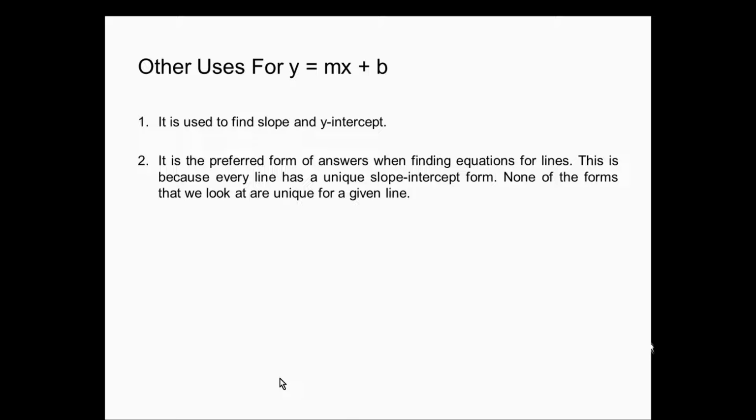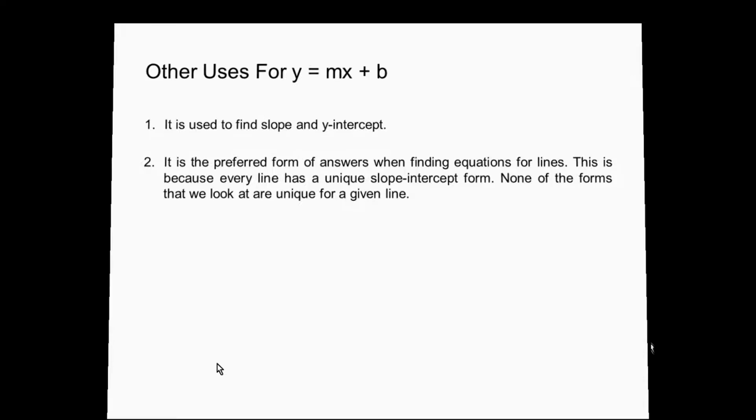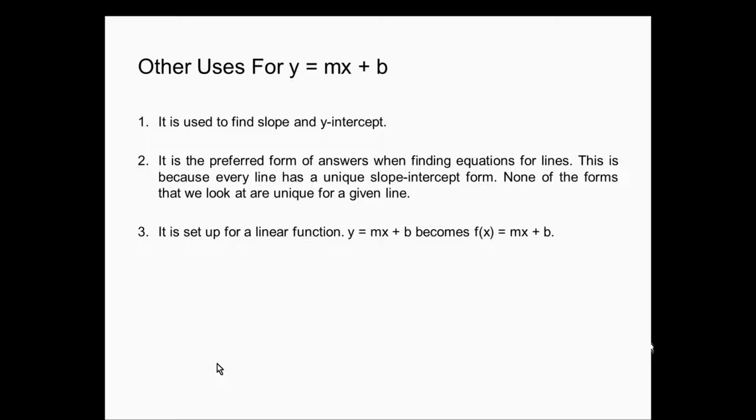This is because every line has a unique slope-intercept form. None of the forms that we look at are unique for a given line. Okay? So this is the only one that's unique. None of the other forms that we look at are actually unique. There is another form of a line that's unique, but we actually don't look at it. Most algebra classes never do look at it. It's usually given as a problem in the textbook. Number 3, it is set up for a linear function. As a function, y equals mx plus b becomes f of x equals mx plus b.